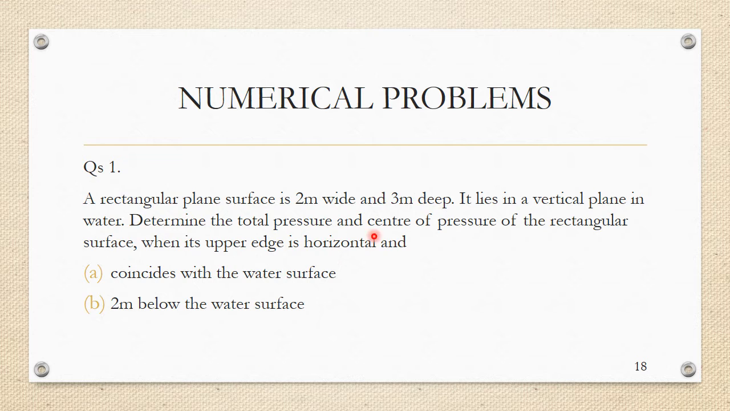It's asked to determine the total pressure and center of pressure. Again, mentioning this over here, even though they've asked total pressure, what we are actually finding out is the total pressure force, because that is how total pressure force is usually referred to. It's referred to as total pressure instead of total pressure force. But whenever you see the word total pressure, it stands for total pressure force.